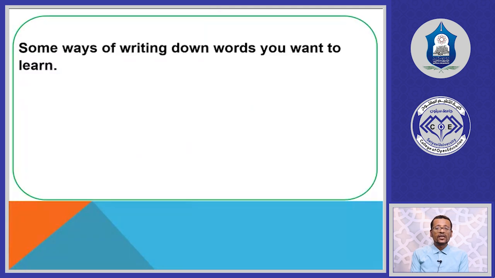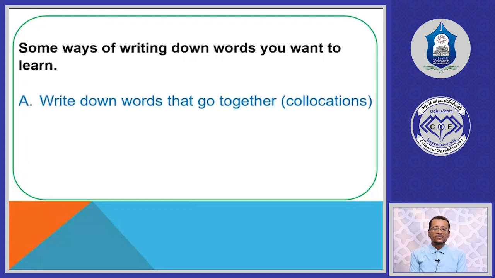Here come some ways of writing down words you want to learn. If you say, I have a notebook only for vocabulary, don't use only one notebook for writing your lecture notes in the lecture hall and for vocabulary. Specify one notebook only for vocabulary. So if you ask, how can I write down or insert the words in that notebook? There are ways. One of the good ways, which is very helpful and will help you to memorize and understand many words easily, is to write down words that go together, words that come together.